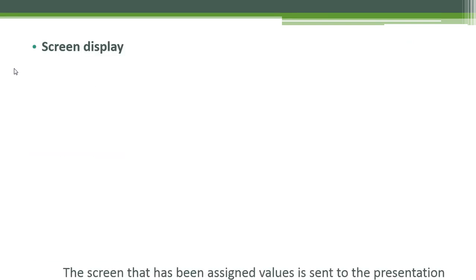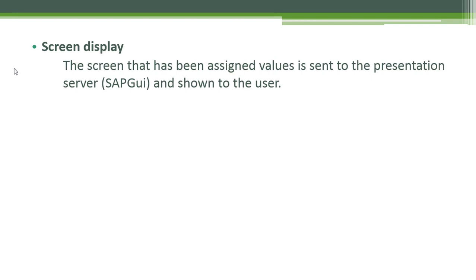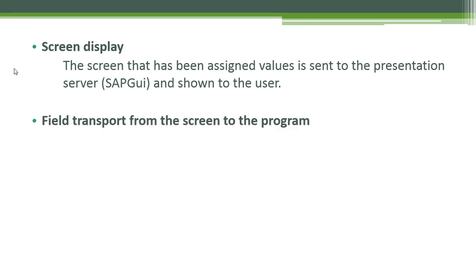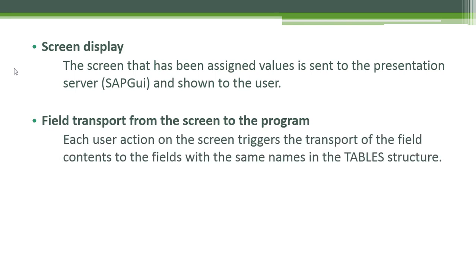The screen display. The screen that has been assigned values is sent to the presentation server SAP-GUI and shown to the user. The field transport from the screen to the program. Each user action on the screen triggers the transport of the field content to the fields with the same names in the table structure.